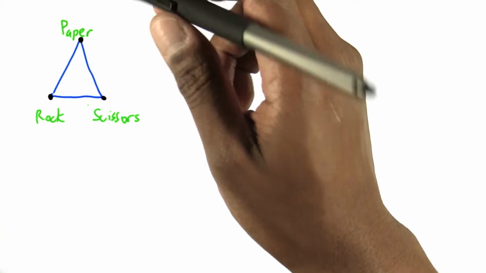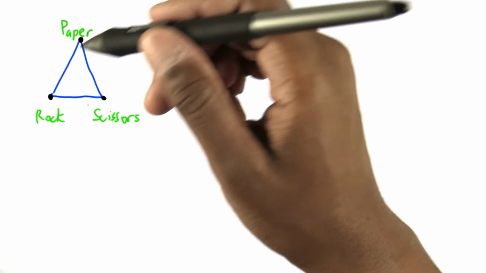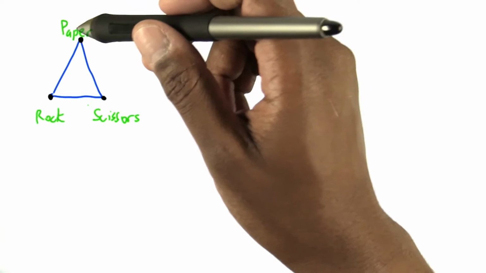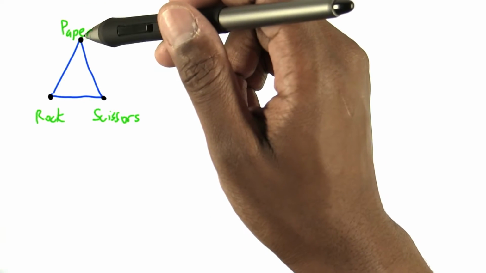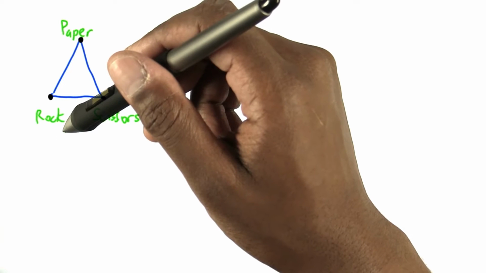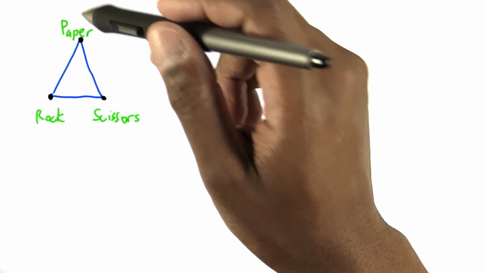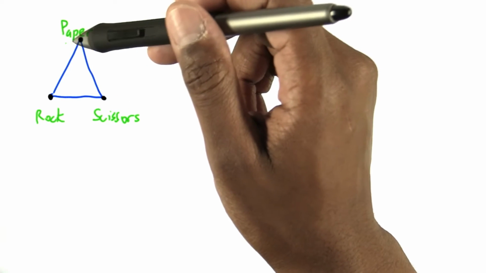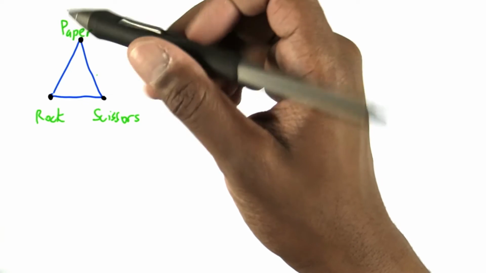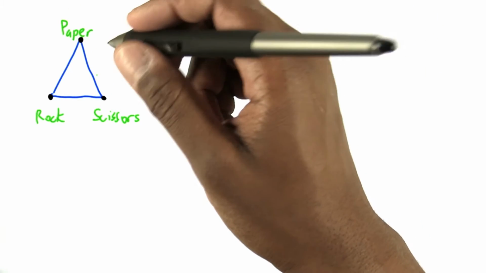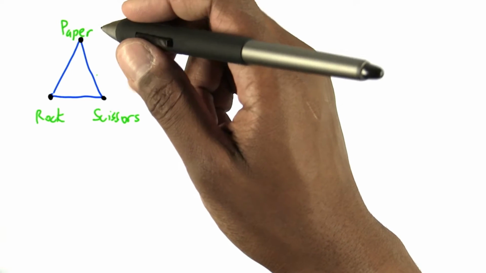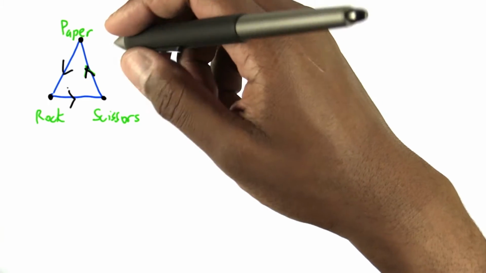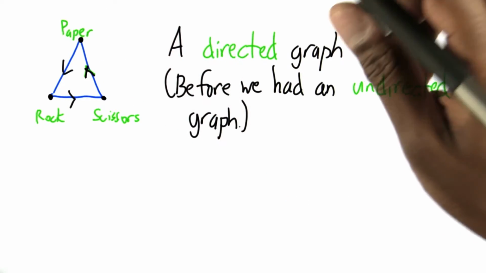I've labeled the nodes paper, rock, and scissors after the kids game, where two people will name one of these three items, and if one person names paper and the other names rock, the person who names paper wins. If one person names rock and the other names scissors, the person who named rock wins, and if one person names scissors and the other names paper, the person who named scissors wins. This example indicates that we might want to put down a direction for our edges, like one-way streets, to indicate who beats whom. This is a directed graph. Before we had an undirected graph.